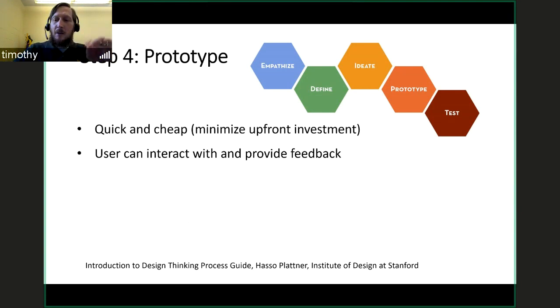So having something that the customer, the non-technical individual, can touch and feel, it doesn't have to work. It just has to be an idea.